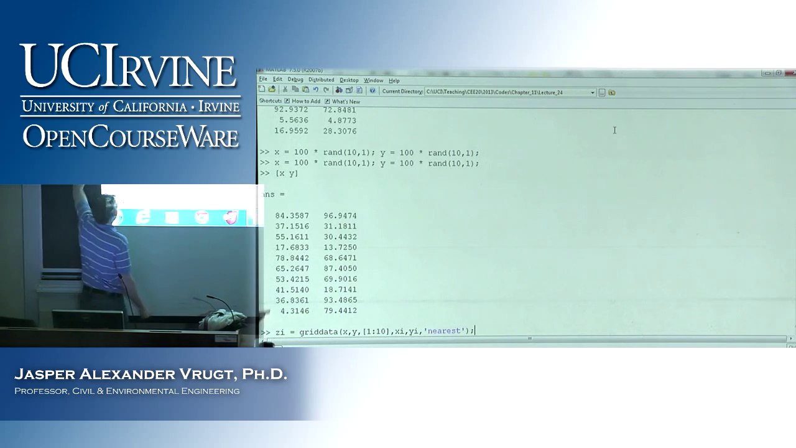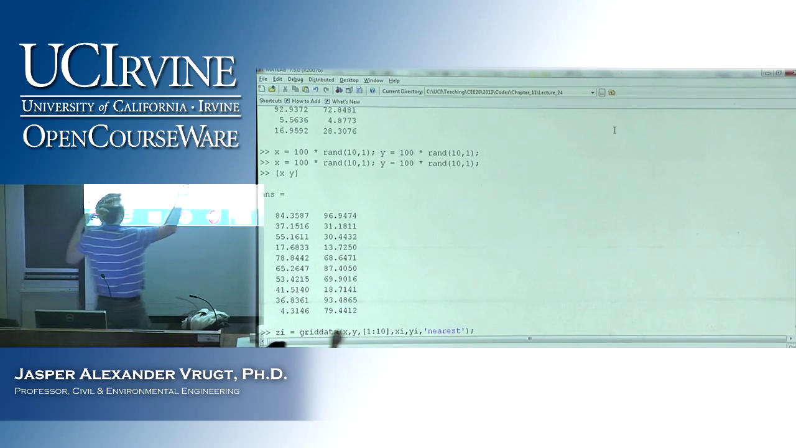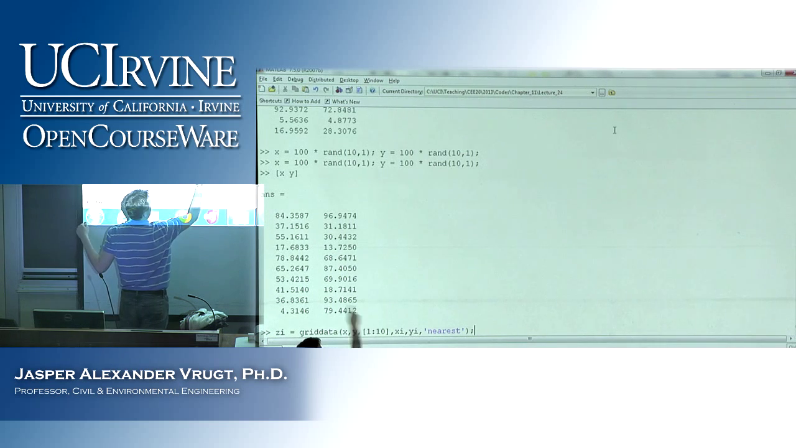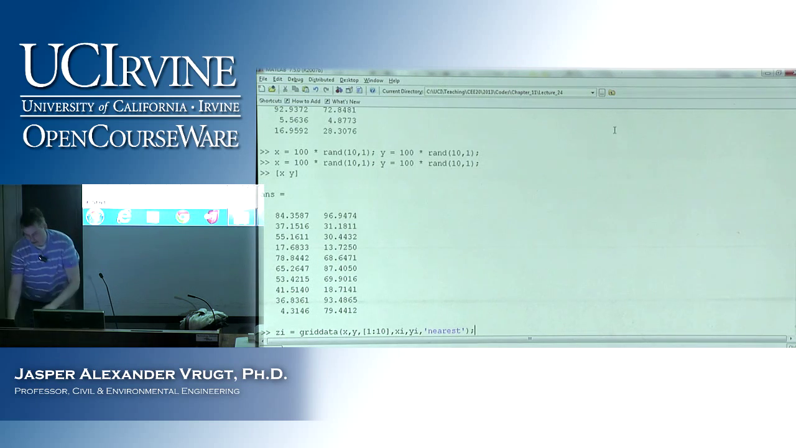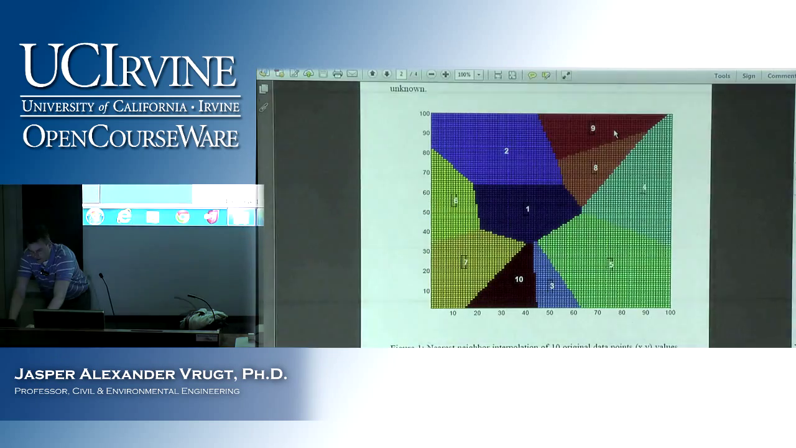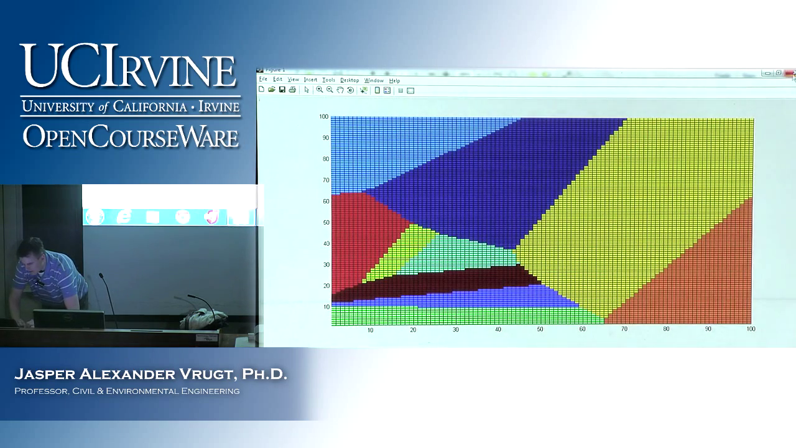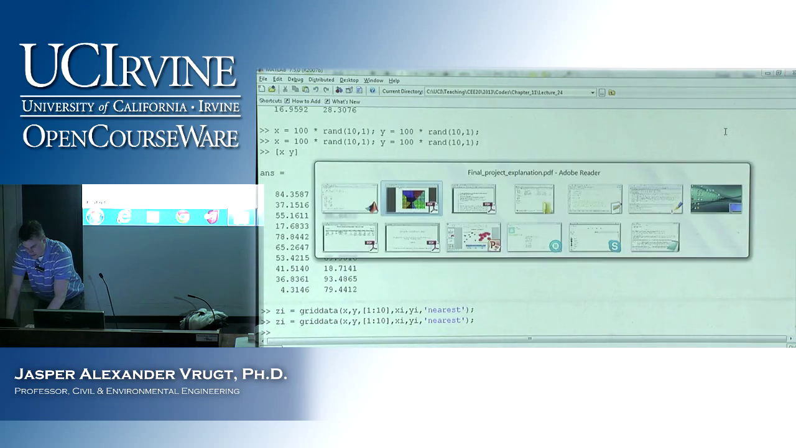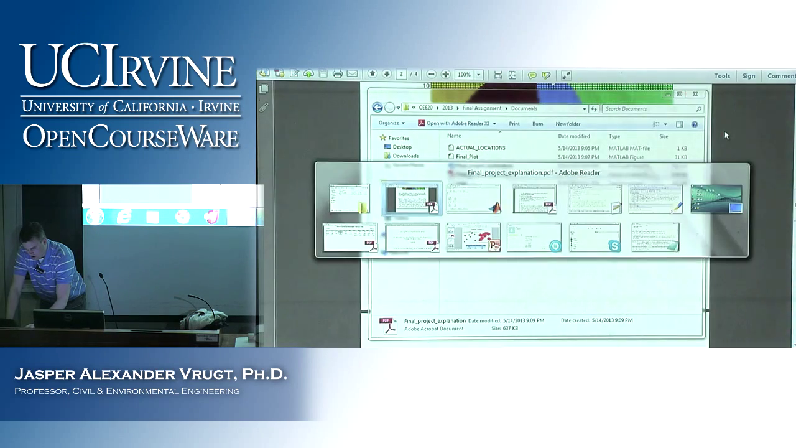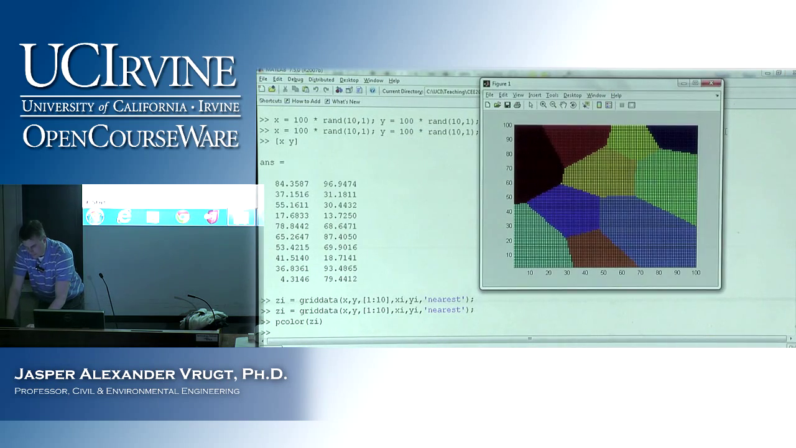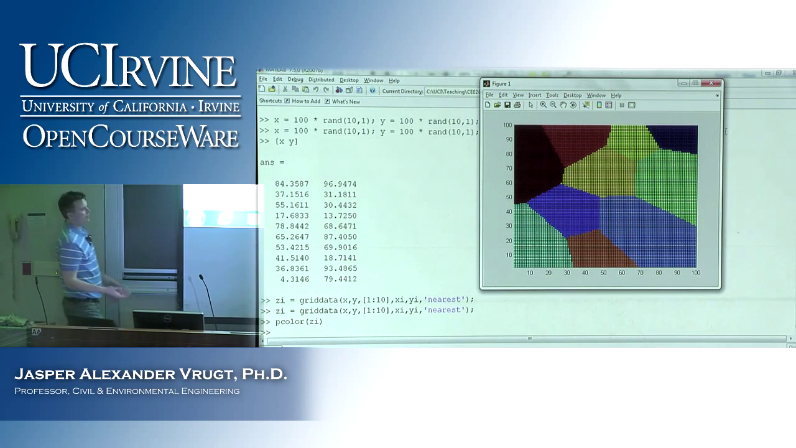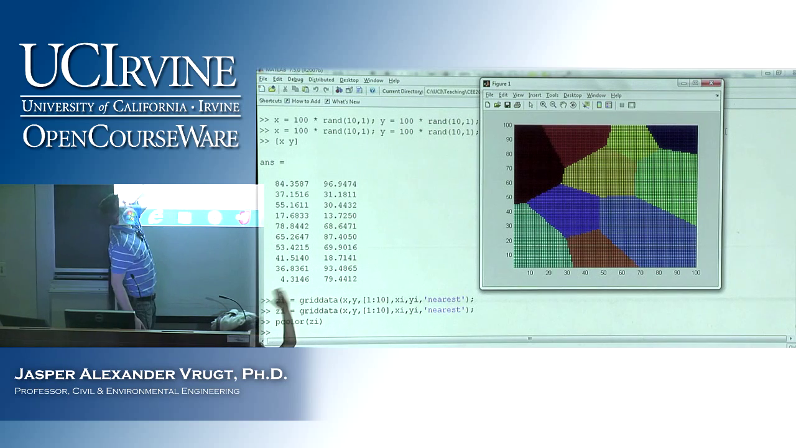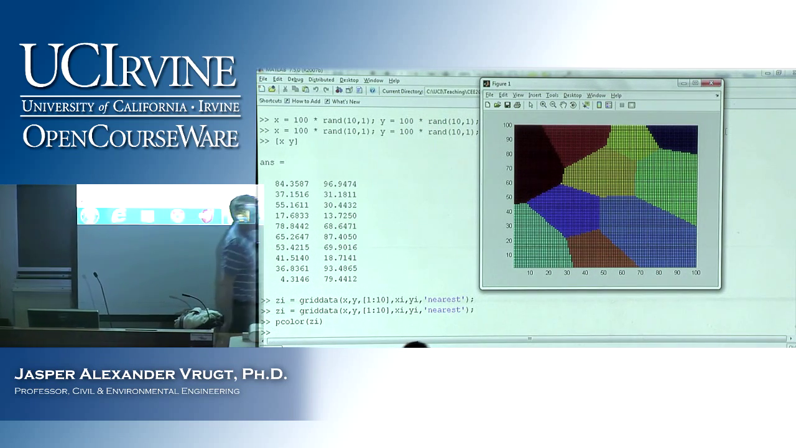So we have 10 measurements, and then the soil types are 1 through 10. So this one had soil type 10, this one had soil type 9, this one had soil type 8. So let's now interpolate this thing. And what you see is we get, let's see here, pcolor. This is now the result. I get a different map than what I just had previously, because my measurement data points changed.